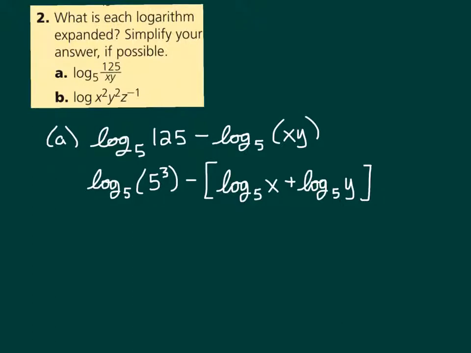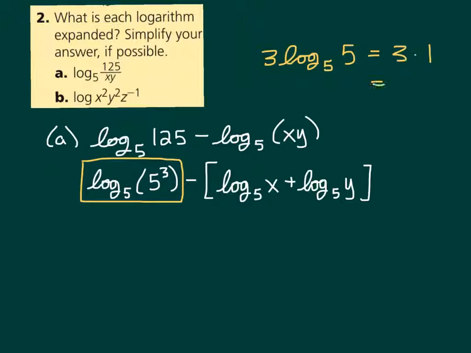If it's not clear that the answer for this portion should be 3, what we can do is use the power property and move that 3 out front. We have 3 log base 5 of 5. Log base 5 of 5, that should be clear to everybody. 5 raised to what power is 5? 1. So we get 3. So what we have here is 3 minus log base 5 of x minus log base 5 of y.